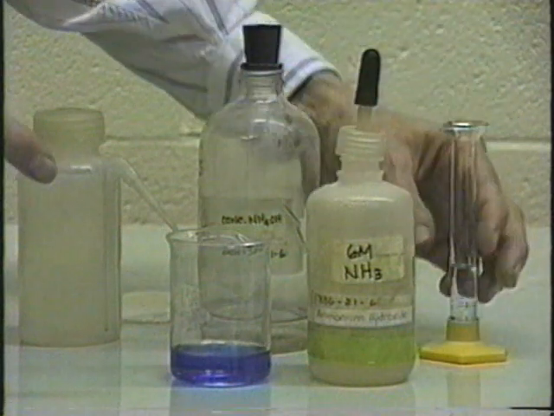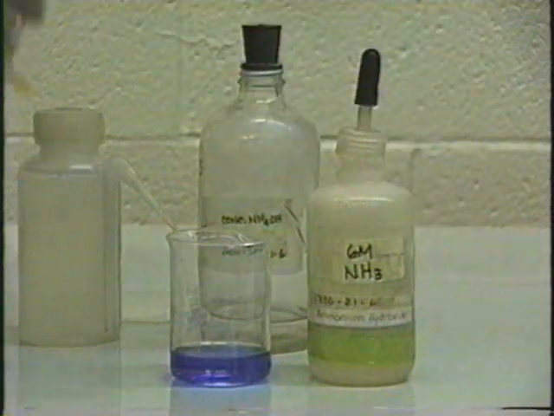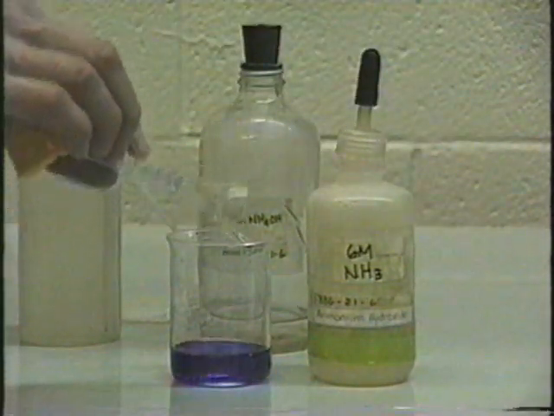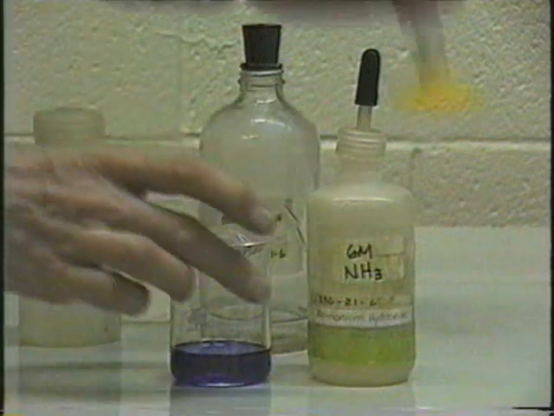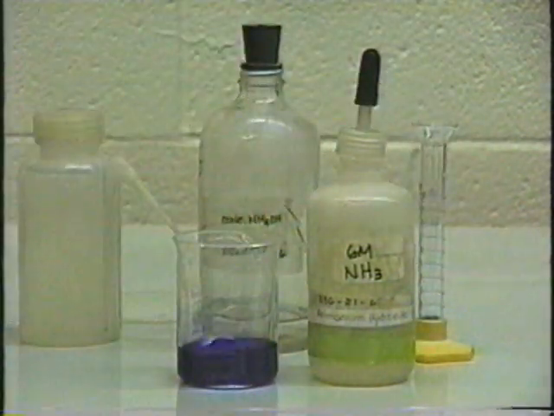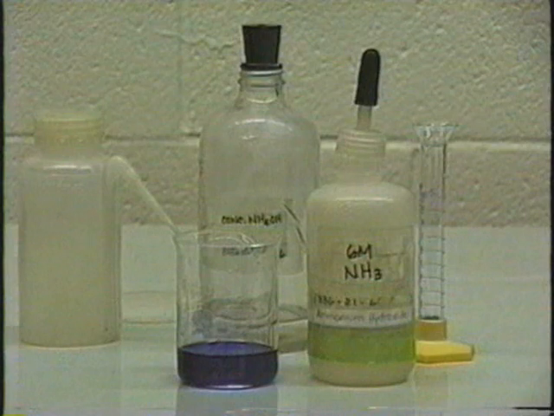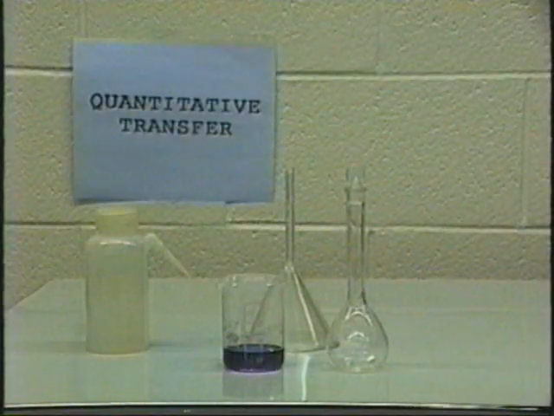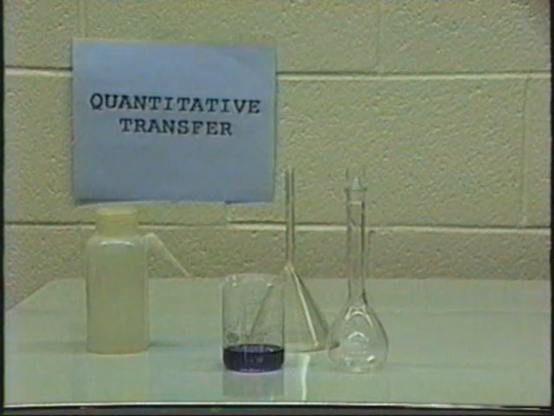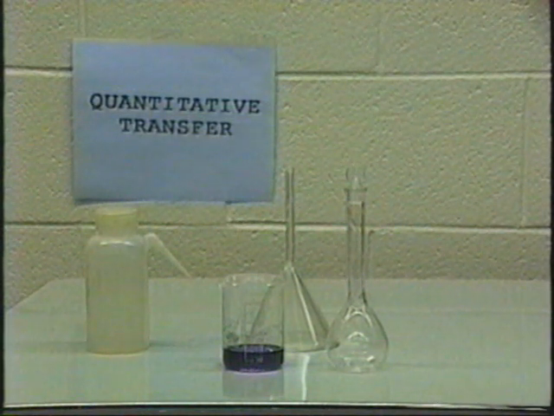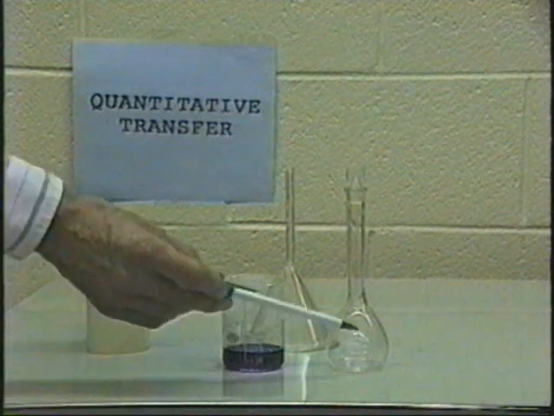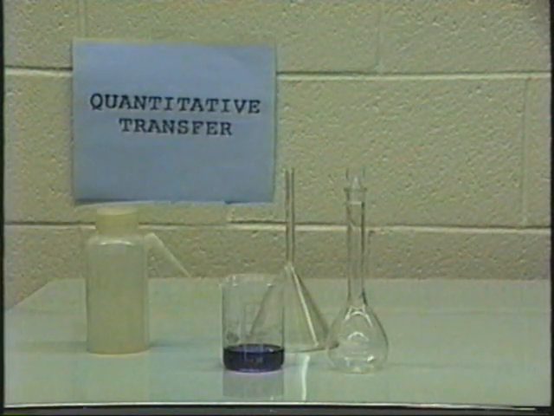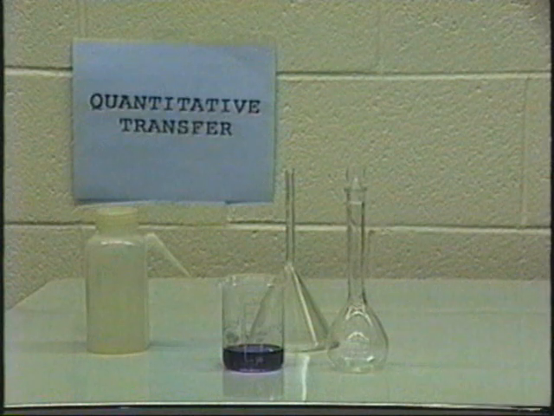Okay, that's it. At this point, we'll add the concentrated ammonia, and now we're ready for the quantitative transfer to the volumetric flask. In a quantitative transfer, you want to make sure that all the copper is transferred from the beaker into the volumetric flask, down to the last fraction of a microgram.